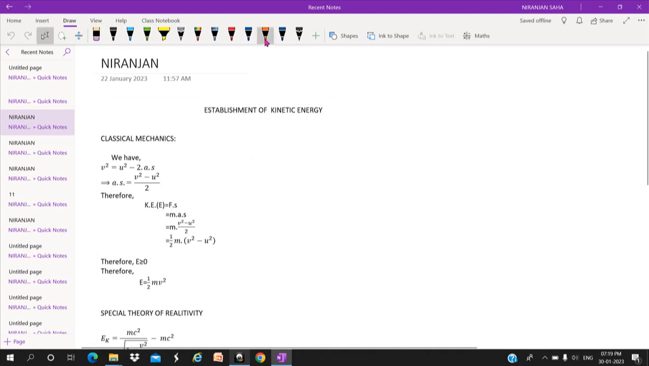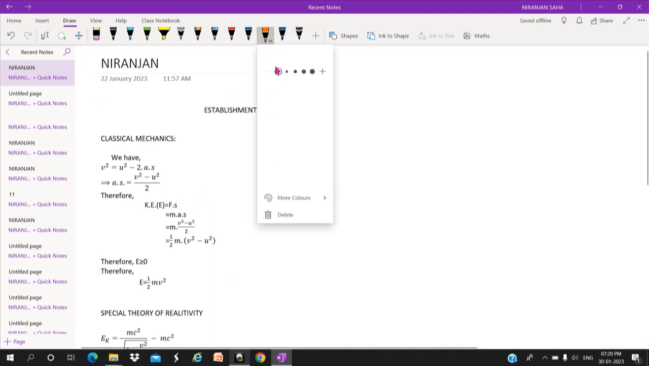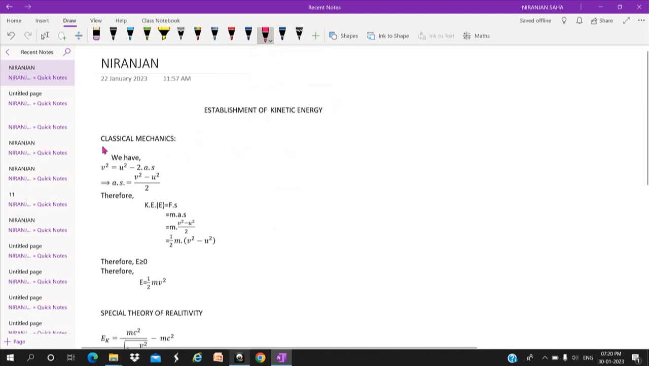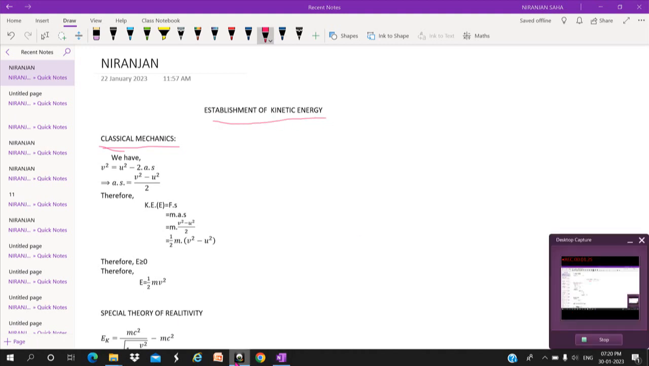Let's see. Here we can establish it in two ways. First way, in classical mechanics. So in this way, we can establish kinetic energy. So let's see.